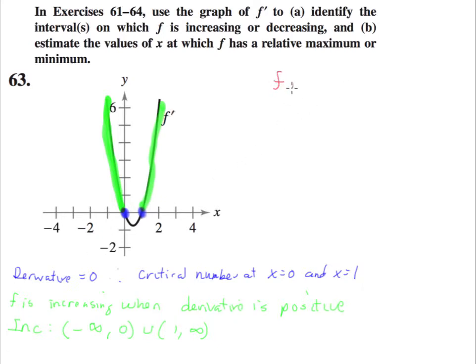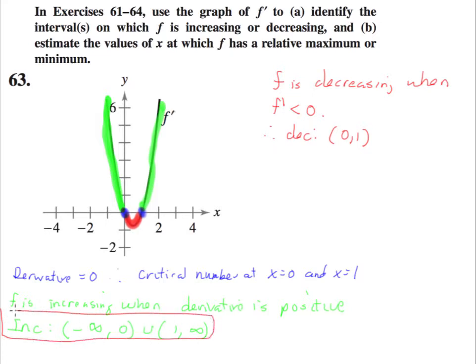Next thing we'll look at is we know that f will be decreasing whenever our derivative is less than 0. So looking at our graph, we can see we have the interval of decreasing right in between our two critical values, because that's when my derivative graph is below the x-axis. So we have an interval of decreasing from 0 to 1. So intervals of increasing and intervals of decreasing is the answer to part A.